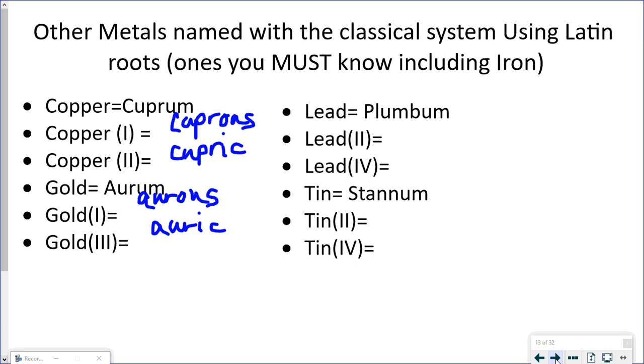Lead and tin can both have a +2 or +4 charge. Lead, if you'll remember, is Pb from its Latin name plumbum. So lead 2 is the smaller, so this will be plumbous. Whereas lead 4 is the larger charge. This will be plumbic.